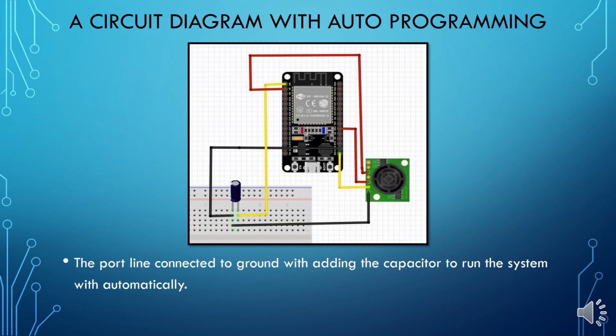This is a circuit diagram with auto programming. The port line is connected to ground with a capacitor added to run the system automatically.